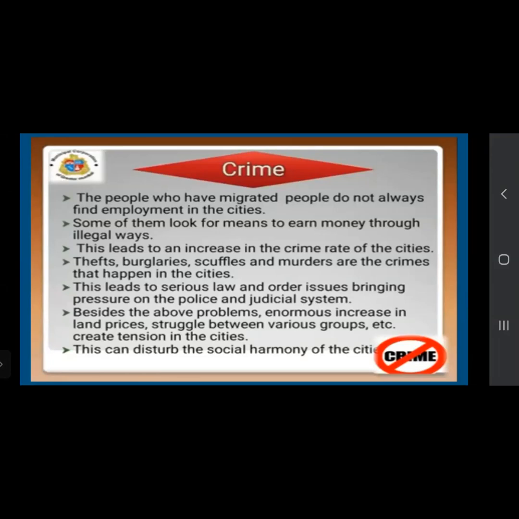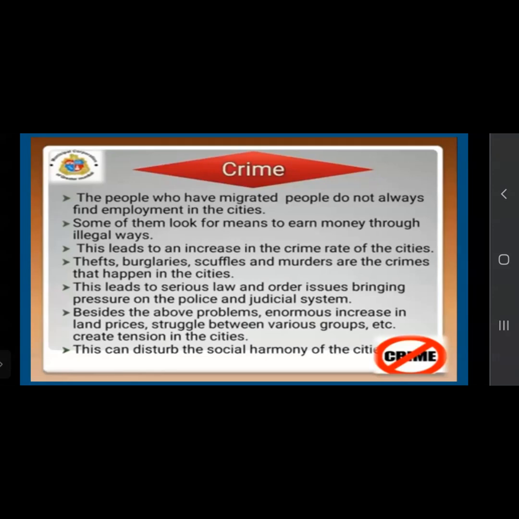This leads to serious law and order issues, bringing pressure on the police and judiciary system. Because of this, there is a pressure on the police and the judiciary system. Why? Because they have to tackle all these problems. Wherever any accident or such type of crime is happening, they have to rush to that place, and there is pressure on the police first of all, and then on the judiciary system also.